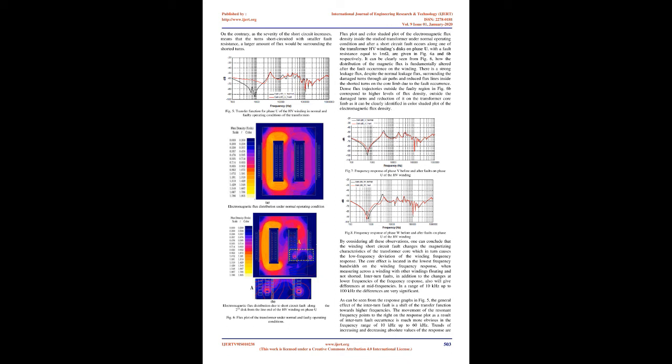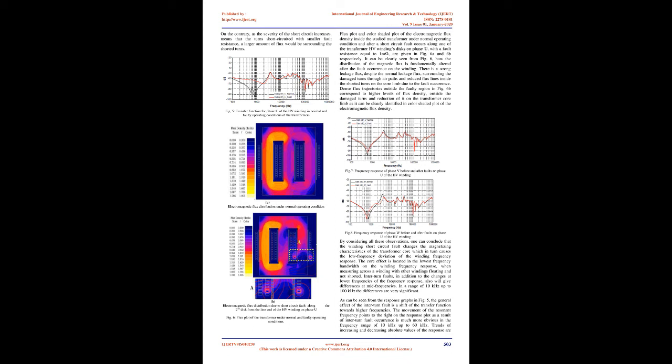Flux plot and color-shaded plot of the electromagnetic flux density inside the studied transformer under normal operating condition and after a short-circuit fault occurs along one of the transformer HV winding discs on phase U, with a fault resistance equal to 1 mΩ, are given in Fig 6a and 6b respectively. It can be clearly seen from Fig 6 how the distribution of the magnetic flux is fundamentally altered after the fault occurrence on the winding.